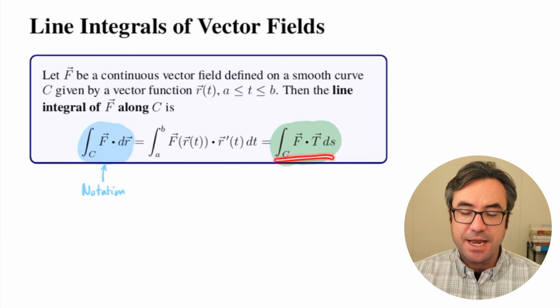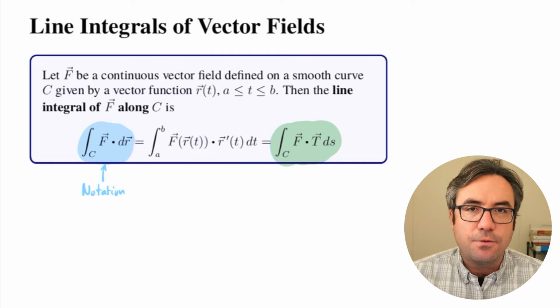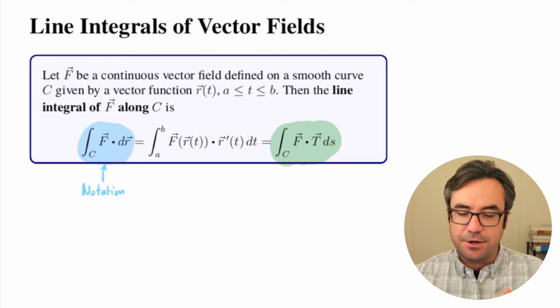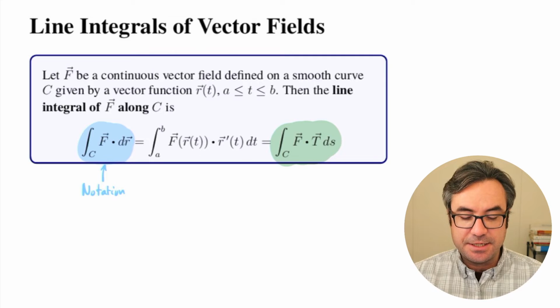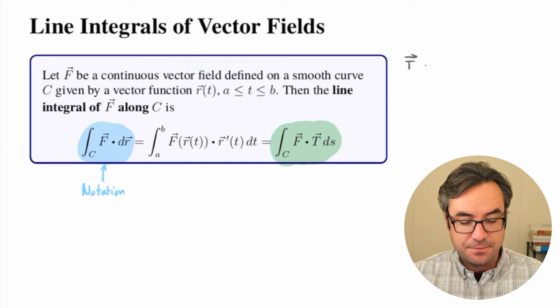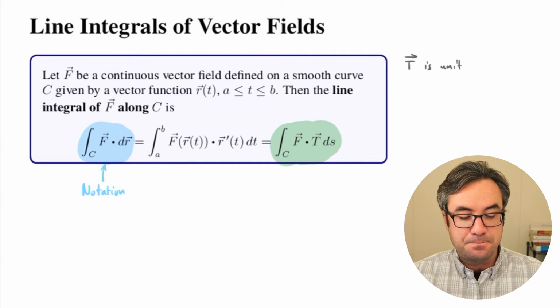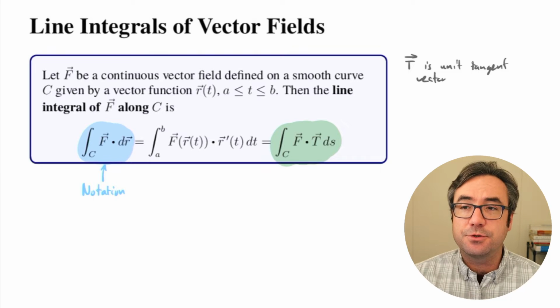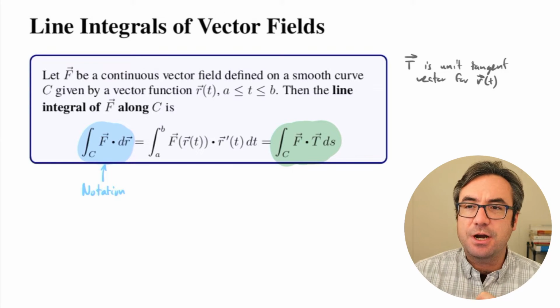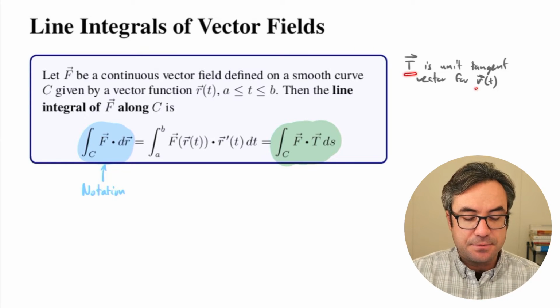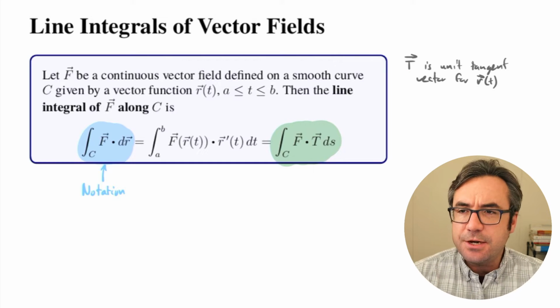So this is just a line integral for a regular scalar function here. So if we remember, F dot T, so T is the unit tangent vector for curve C, for our parameterization. So we have that parameterization r of t, and T here is the unit tangent vector.